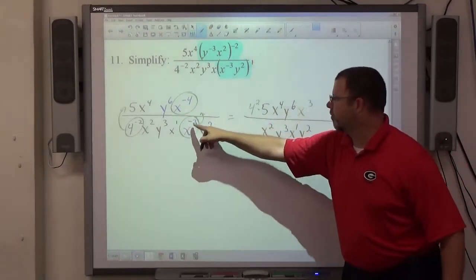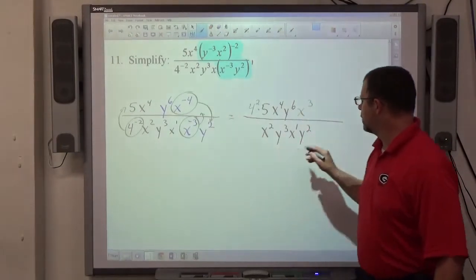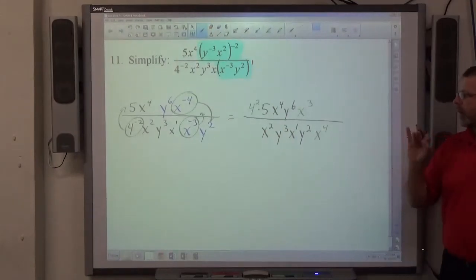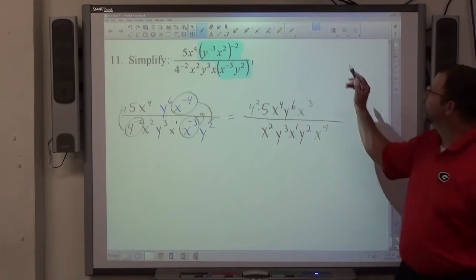Again, negative 3rd power on the bottom, positive 3rd power on top. This x to the negative 4th belongs on the bottom. Negative power on top, positive power on the bottom. So the 3 green objects there moved, the powers changed to positives. So that's all step 2 is, move the negatives where they belong.